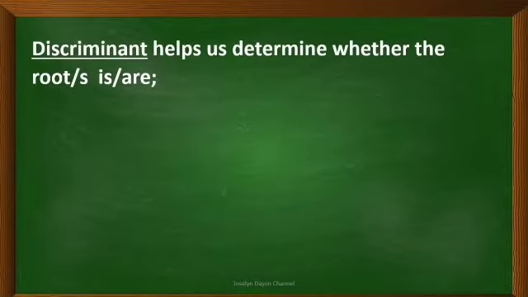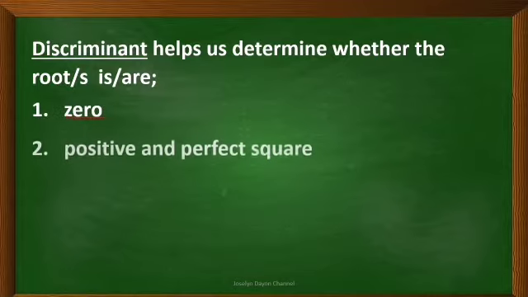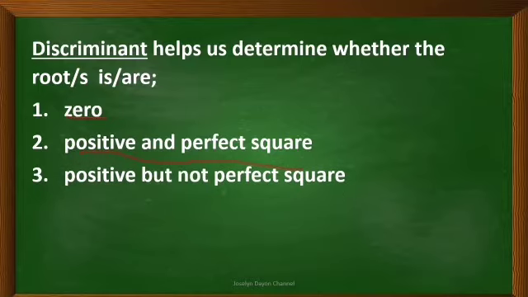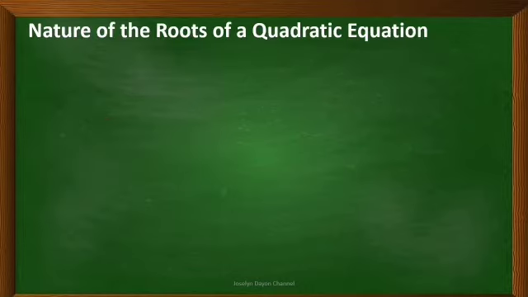Discriminant helps us determine whether the root or roots is or are 0, positive and perfect square, positive but not perfect square, or a negative number. Now let us familiarize the nature of the roots of a quadratic equation by remembering the following.